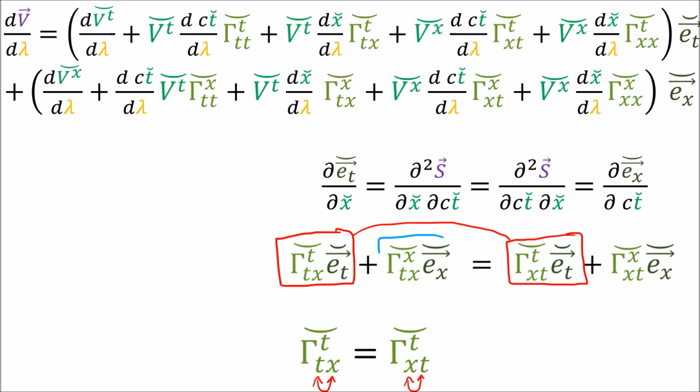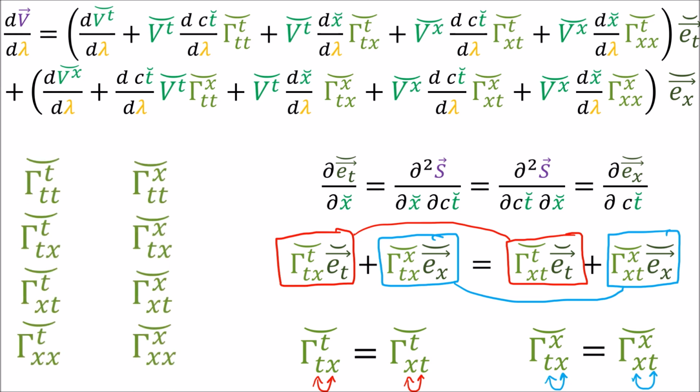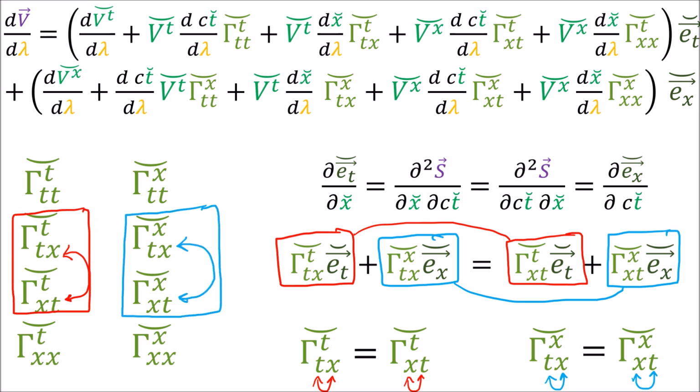And the Christoffel symbols attached to the x basis vectors must be equal to each other. So for the Christoffel symbols with x up top, we can also swap the lower t and x indices to get the same result. So even though there are 8 total Christoffel symbols, 2 of them get repeated, so there are really only 6 unique Christoffel symbols.